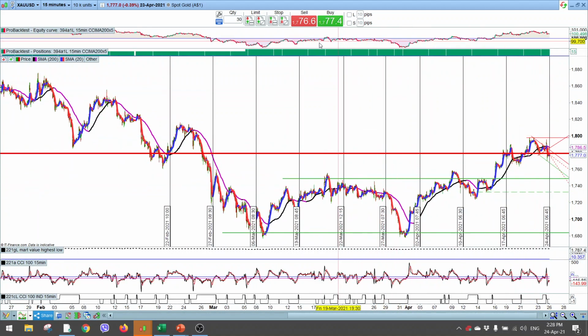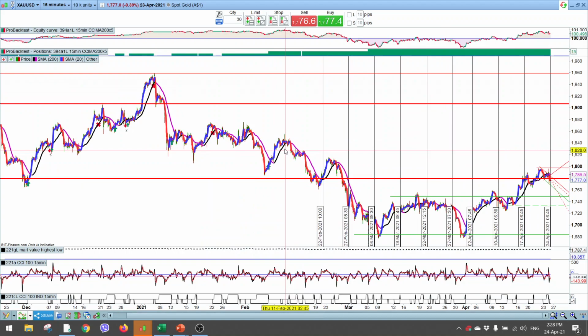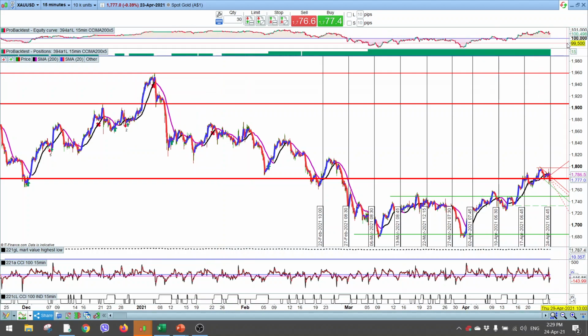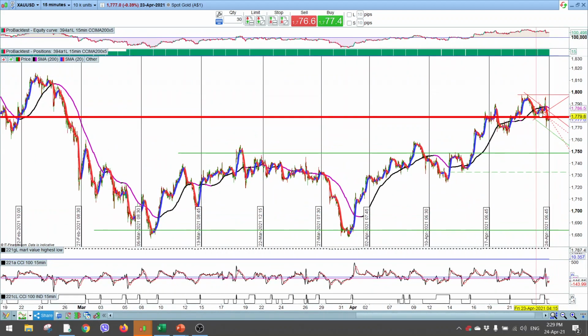It has broken above our 100,000 baseline. We started off at 779 in terms of profitability back there, and it's currently sitting at 498. So it is moving in the right direction. It needs to clear that resistance line there.